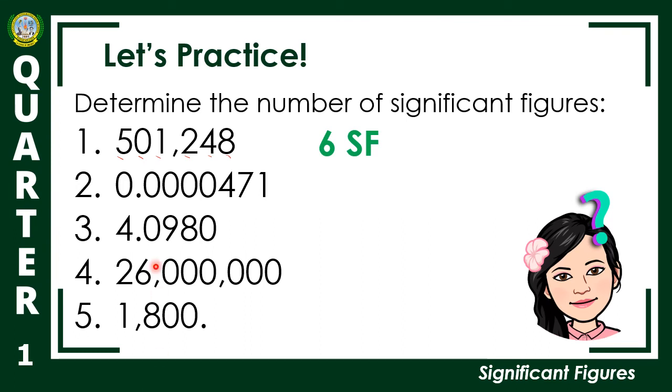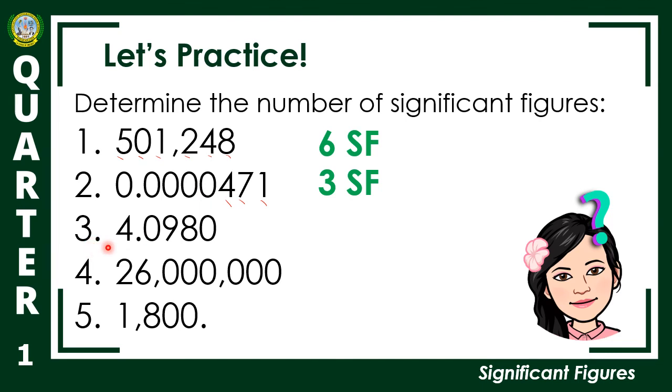Okay? Next, we have 0.0000471. So, as you can see, meron tayong mga leading zeros at non-zero digit. Of course, the non-zero digits are always significant. And then yung leading zeros. Again, leading zeros are not significant. Ibig sabihin, hindi po natin bibilangin itong 5 zeros na nasa unahan because they are not significant. Meaning, we only have 3 significant figures in this number.